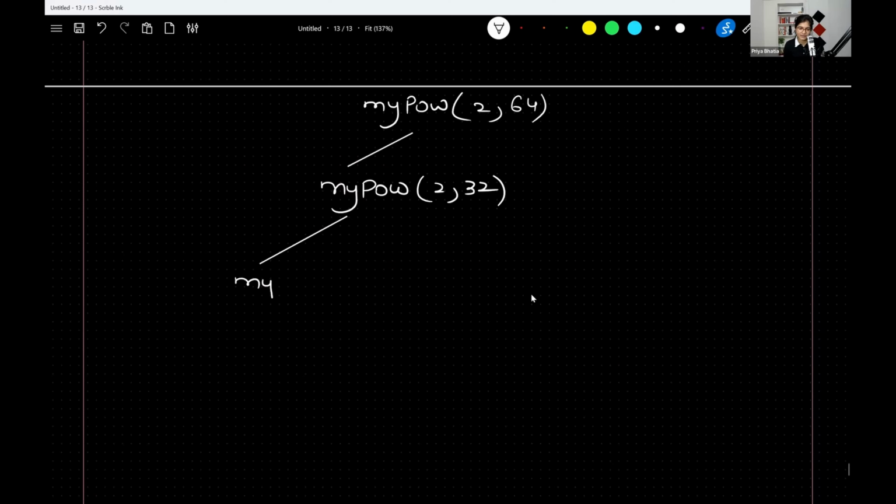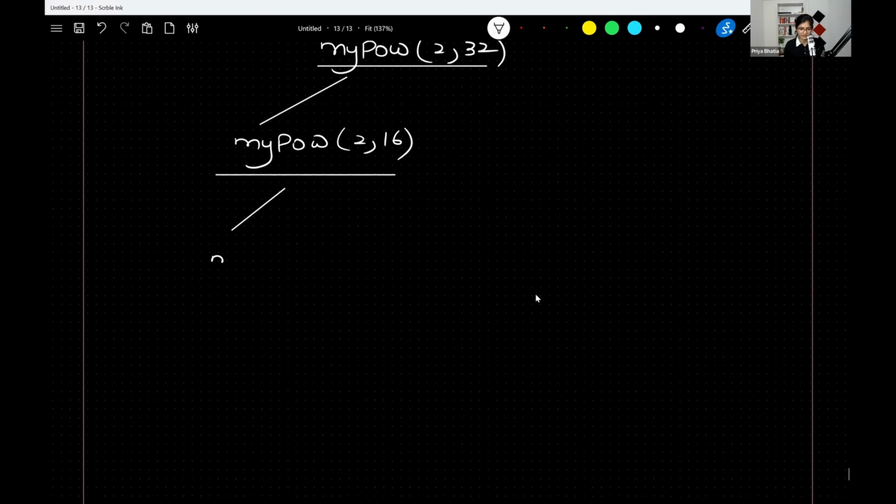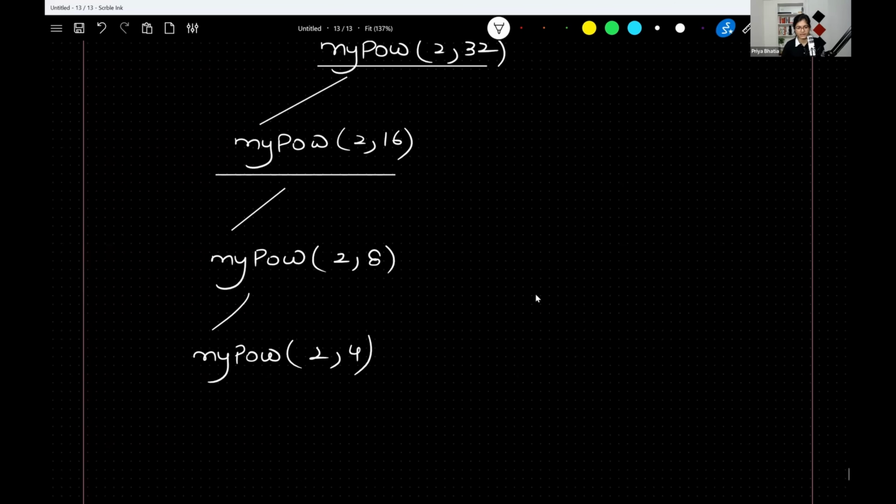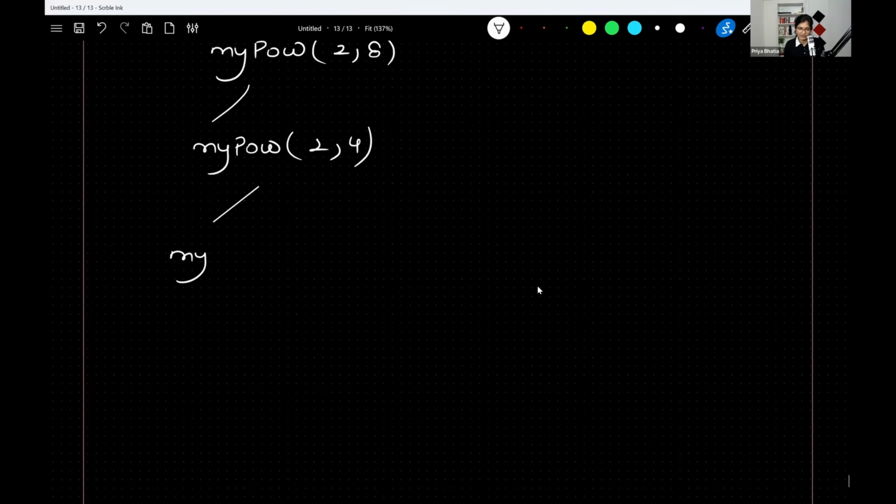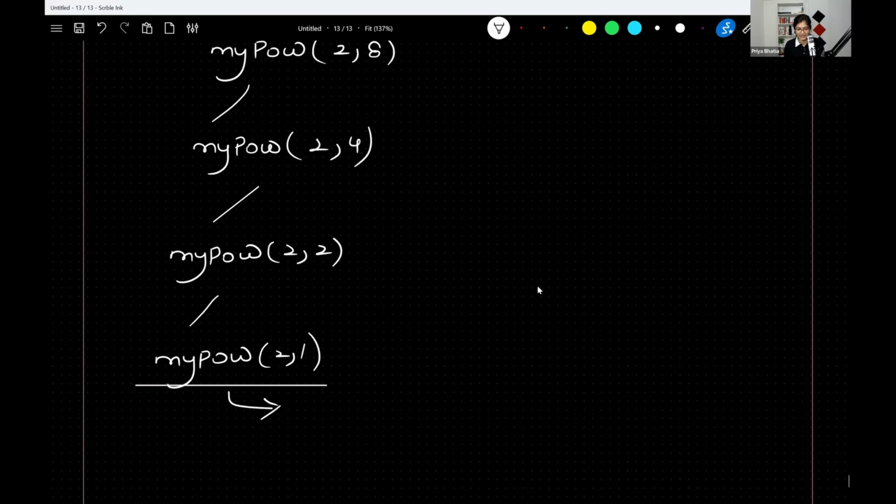Then again we are saying my power 2, 16, and you know that every function call is getting stored in the stack, right? Again, my power 2, 8. Again, my power 2, 4. Again, my power 2, 2. Again, my power 2, 1. And that's where your code will return the answer as 2 because it's a base case condition.